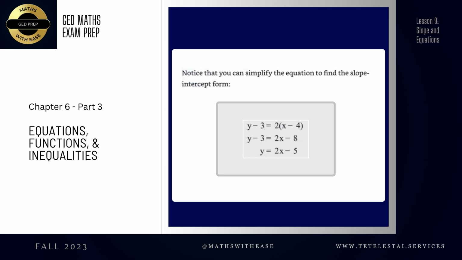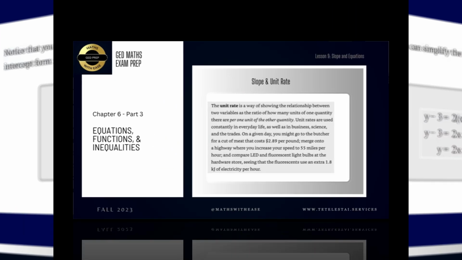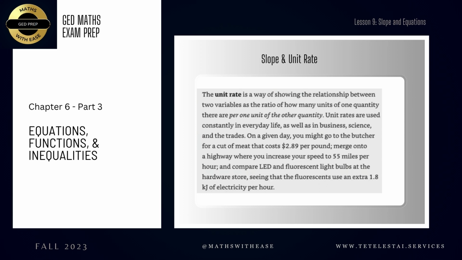More practice questions on page 991 to 994. Slope and unit rate. The unit rate is a way of showing the relationship between two variables as the ratio of how many units of one quantity there are per one unit of the other quantity. Unit rates are used constantly in everyday life, as well as in business, science, and the trades.